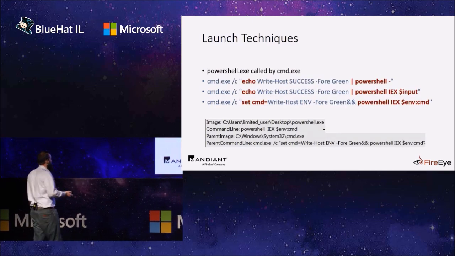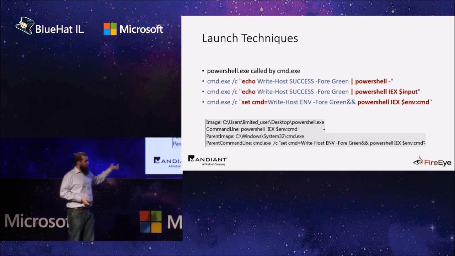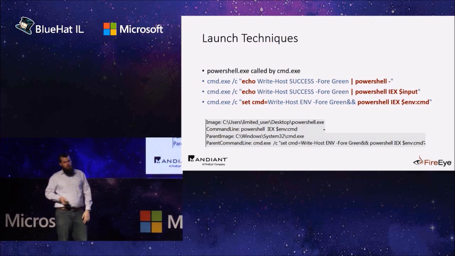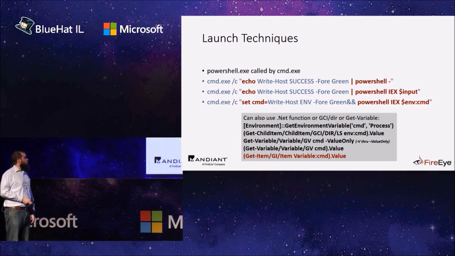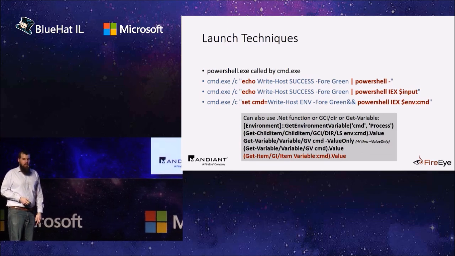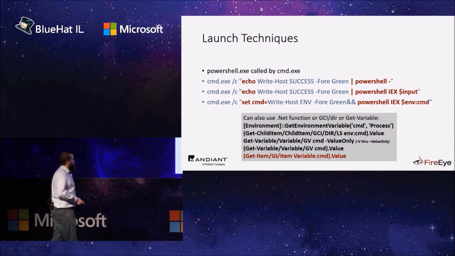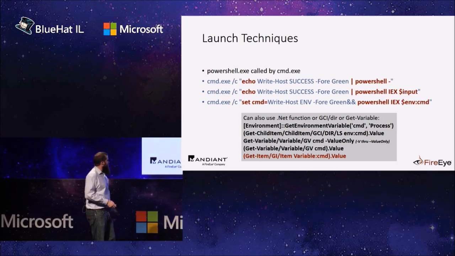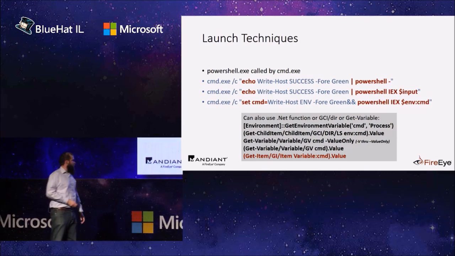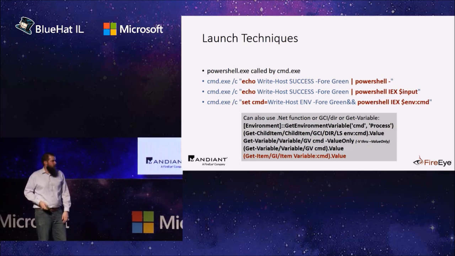There are other ways that you can do this. You can set environment variables and then call the environment variables. Cofter malware does this quite a bit. There are also a lot of ways to call an environment variable. $env is just the tip of the iceberg. You can use Get-ChildItem, Get-Variable, and actually this last one I just found this past week, Get-Item, GI, item variable as well. A lot of options there.